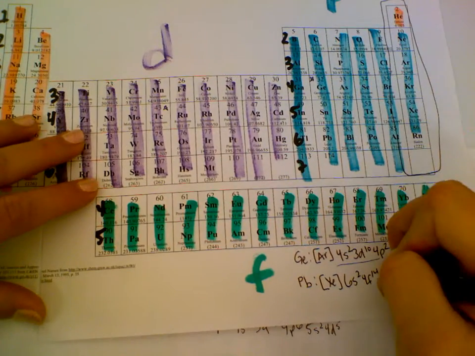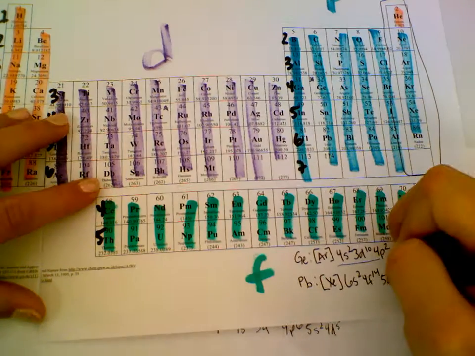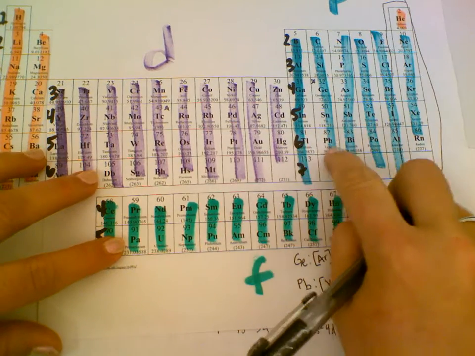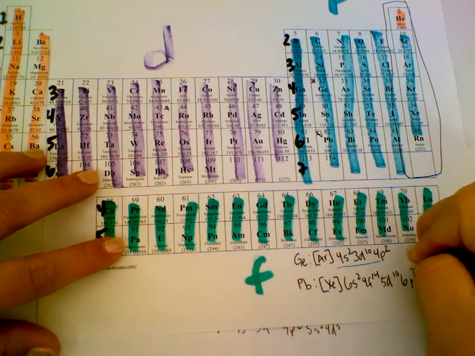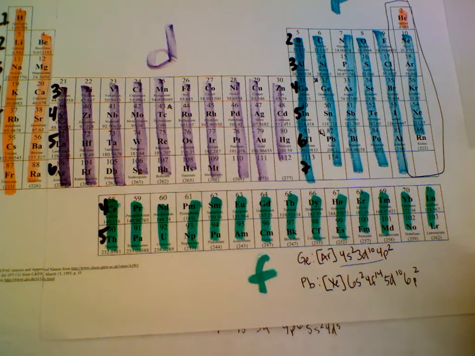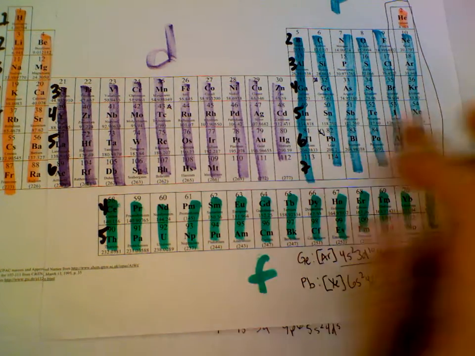When I'm all done with the F block, then I jump back up to 5D. So then I'm going to do 5d10, then 6P, and I'm just going to count over to lead, which is 6p2. Okay, so with the F block, you've got to remember where it fits in.